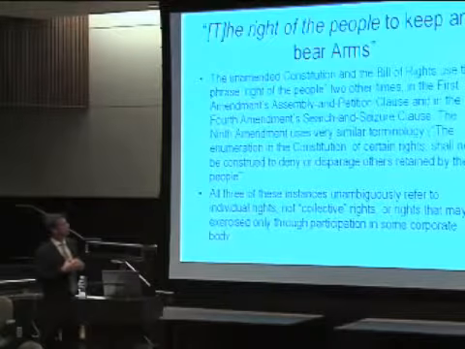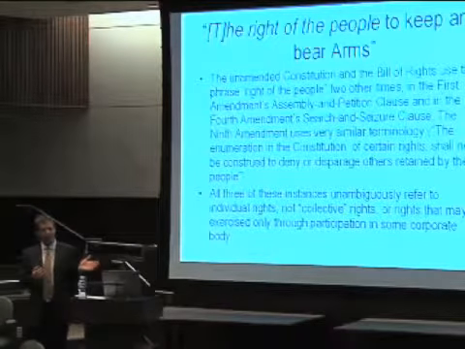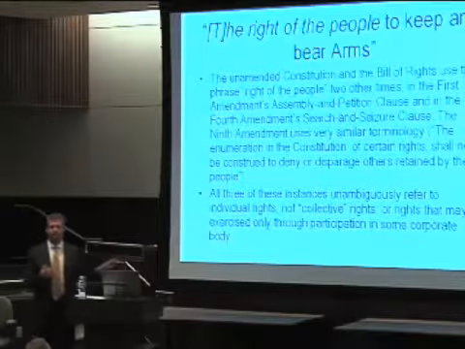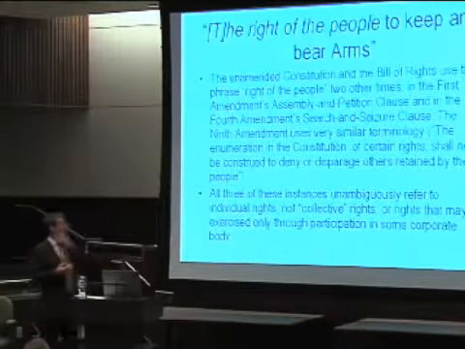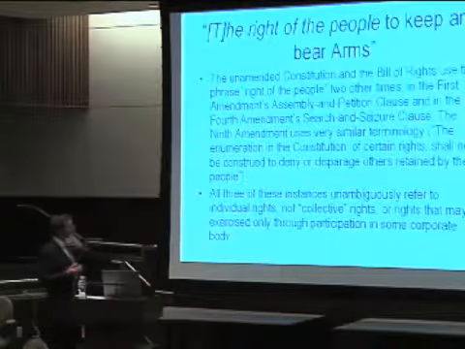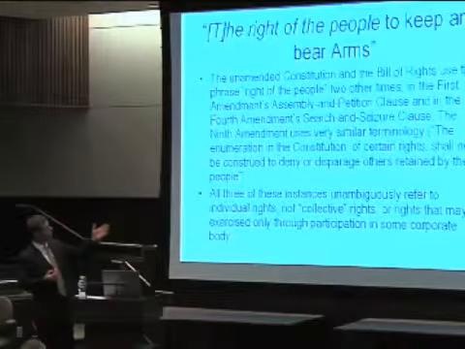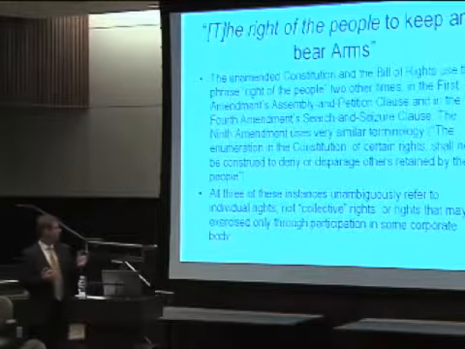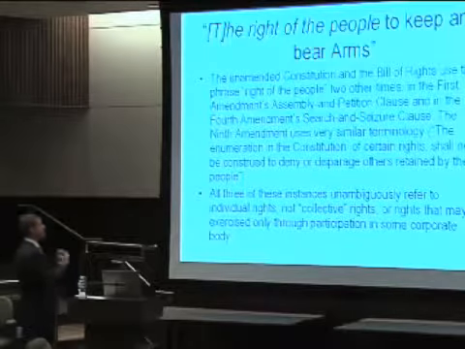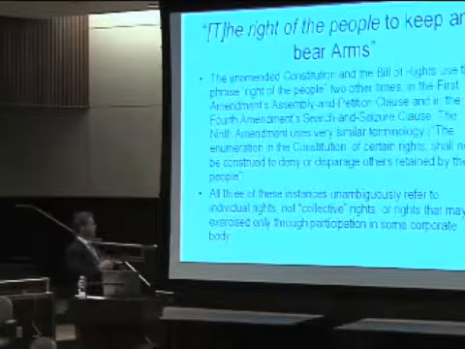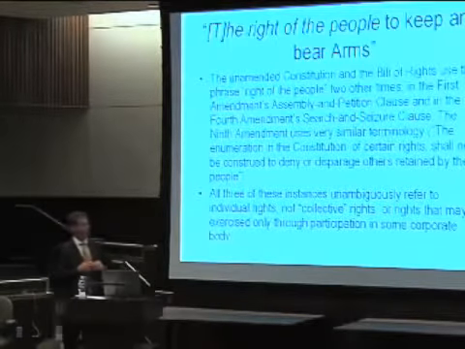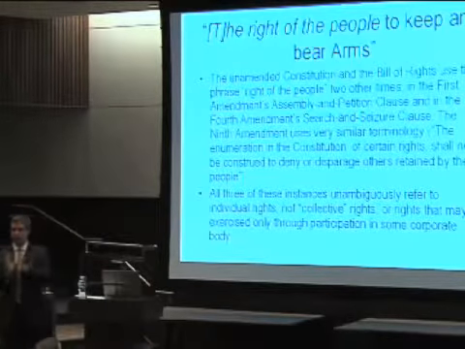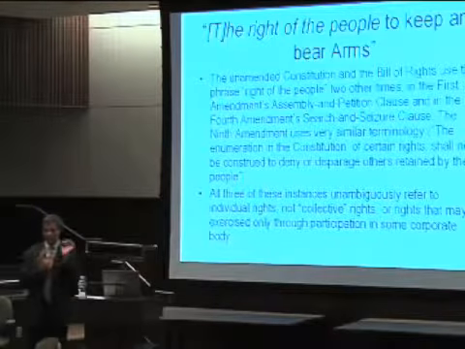So Scalia says, look, the right of the people is not isolated in the Second Amendment. If it were only the right of the Second Amendment and everywhere else it said the right of a person, let's say, that might give us a sense there's something collective about this. But it does talk about the right of the people in the Assembly and Petition Clause, in the Search and Seizure Clause of the Fourth Amendment, in the Ninth Amendment. All three of these instances unambiguously refer to individual rights, not collective rights, or rights that may be exercised only through participation in some corporate body. Aha! That's what that particular aspect of the provision means.